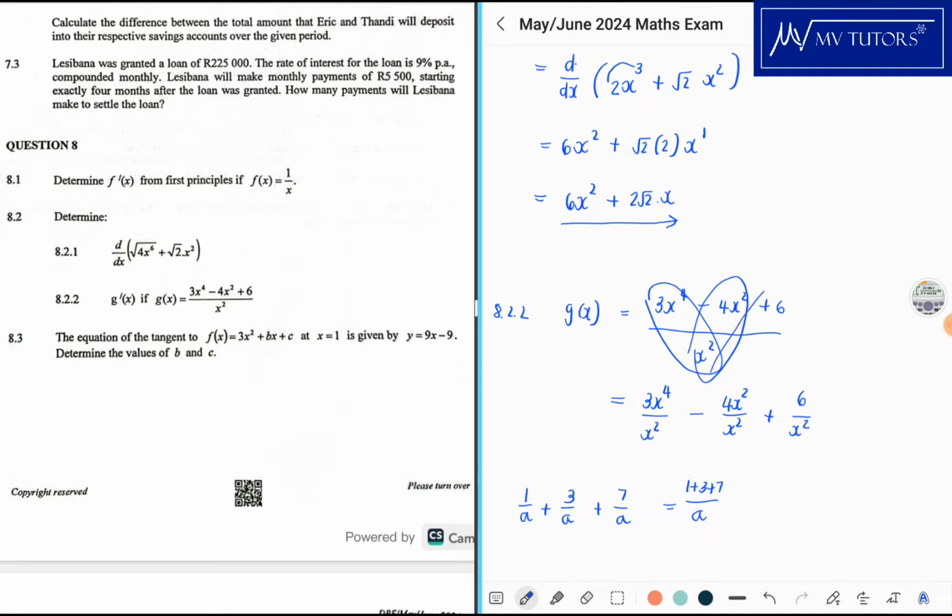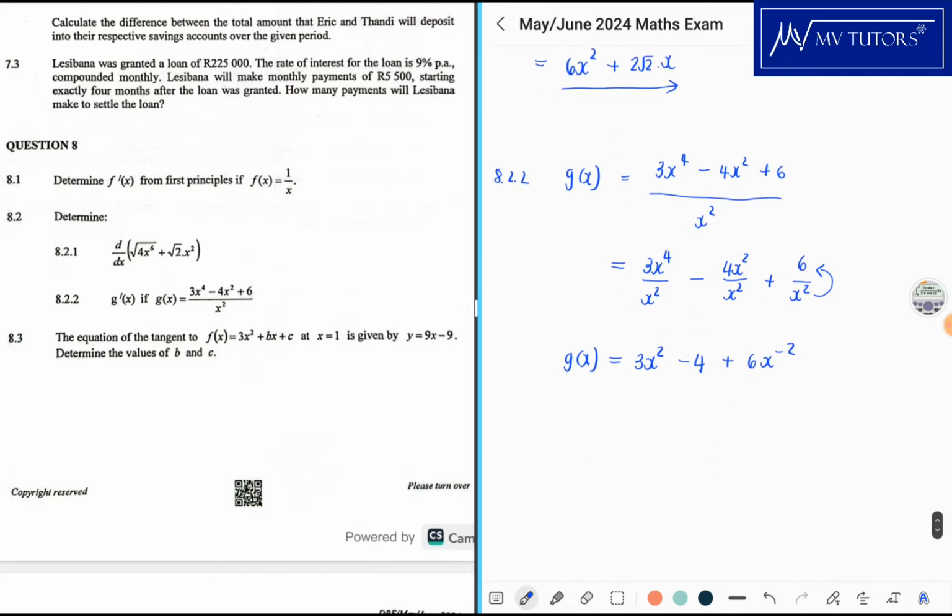That's just the beauty of fractions. So that is what we did there, and now we can simplify it further. I have 3x to the power 4 divided by x squared. What you'll be left with is 3x squared. Here you'll be left with 4 minus 4. And then I don't want a fraction, so I'm going to bring this x squared to the top. So that will be 6 times x to the power negative 2.